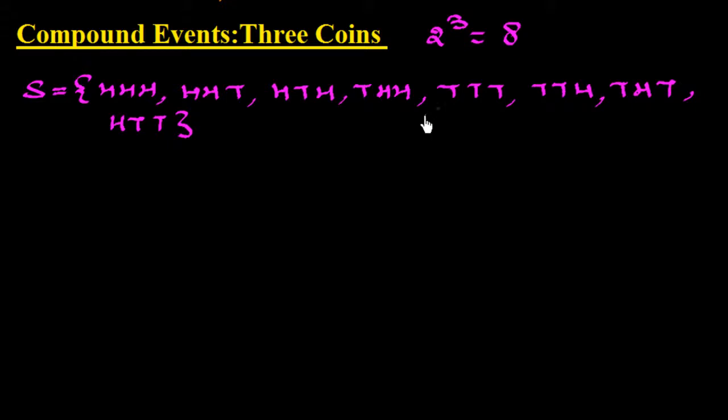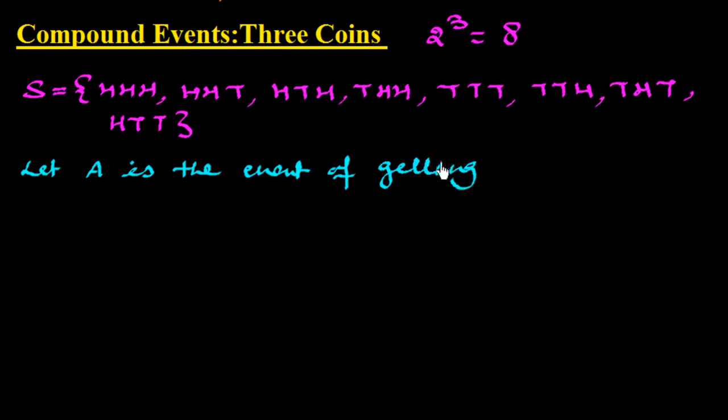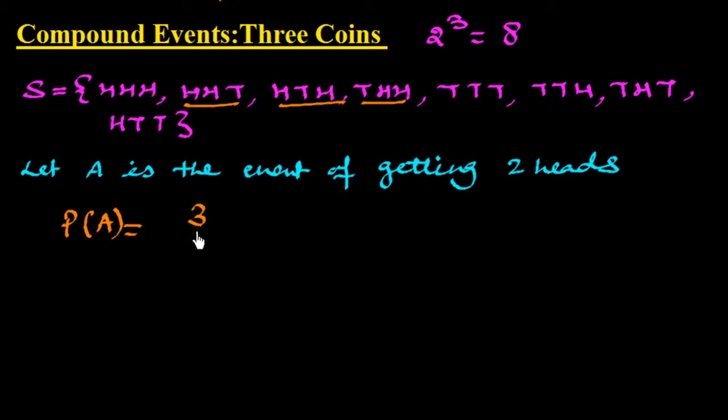Now we see one event here. Let A be the event of getting 2 heads. We have to find the probability of A. So we see 2 heads here, 2 heads, 2 heads and 2 heads. There is one with no head, and there is only one head here. So we have 3 favorable outcomes and the total outcomes are 8. So it is 3 over 8.